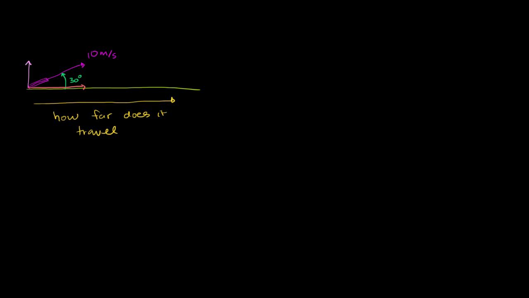So the first thing we want to do is break down this velocity vector that has a magnitude of 10 meters per second and has an angle of 30 degrees with the horizontal. We want to break it down into its x and y components, or its horizontal and vertical components. So that's its horizontal. Let me draw a little bit better. That's its horizontal component. And then its vertical component looks like this. This is its vertical component. So let's do the vertical component first.